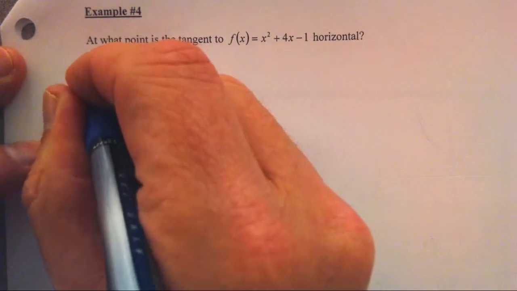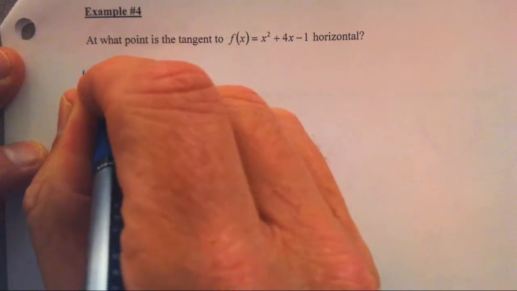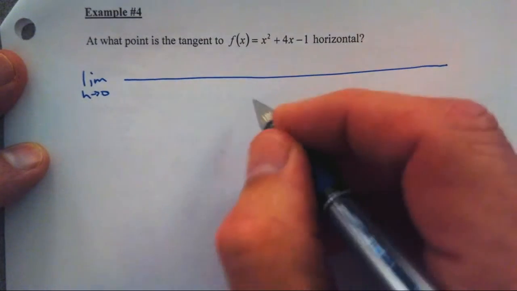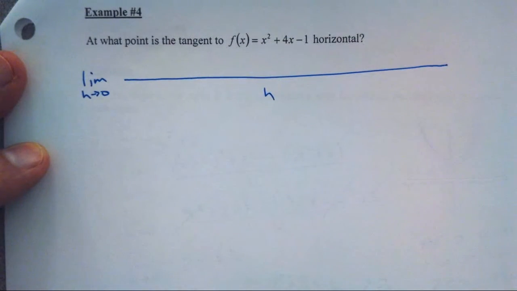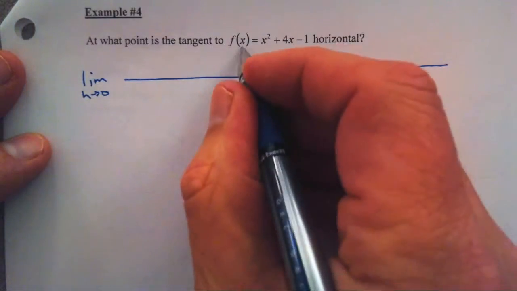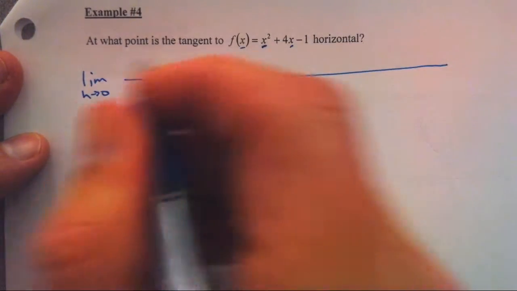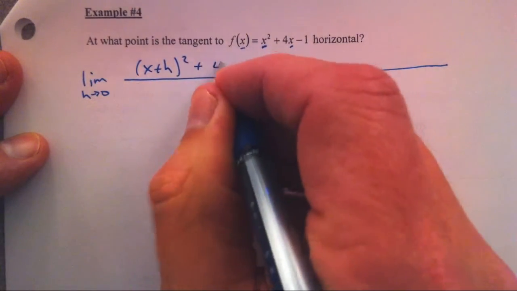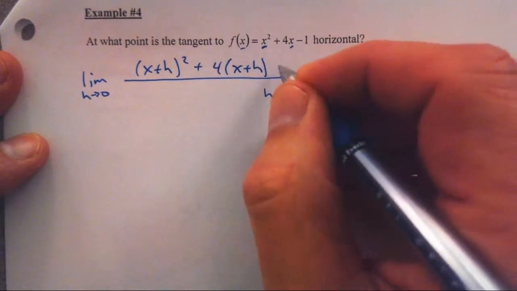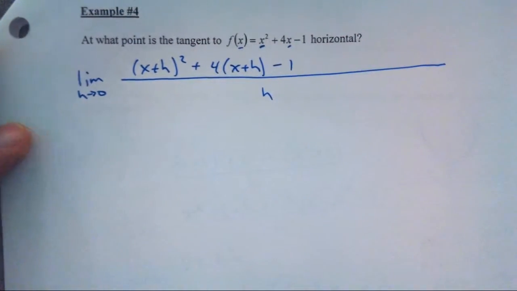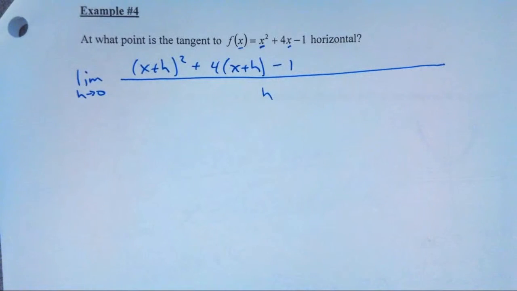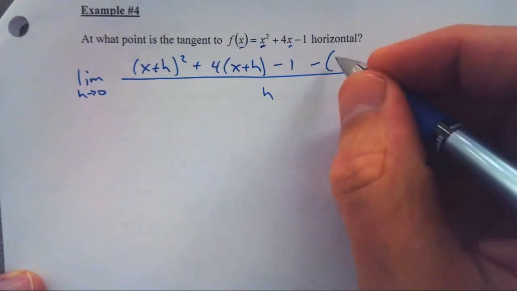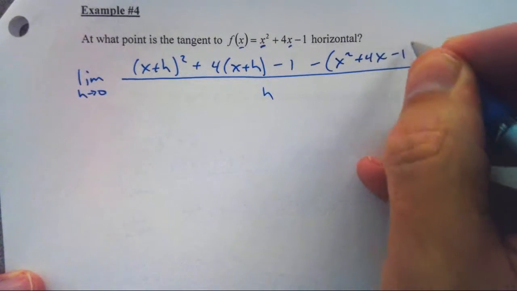So, surprise, surprise, limit as h approaches 0 of, there's a hint, f of x plus h. F is the factor that takes things, doesn't care what they are, puts it here and here. So I get x plus h squared plus 4 times x plus h minus 1. Just that is f of x plus h minus parentheses f of x: x squared plus 4x minus 1.